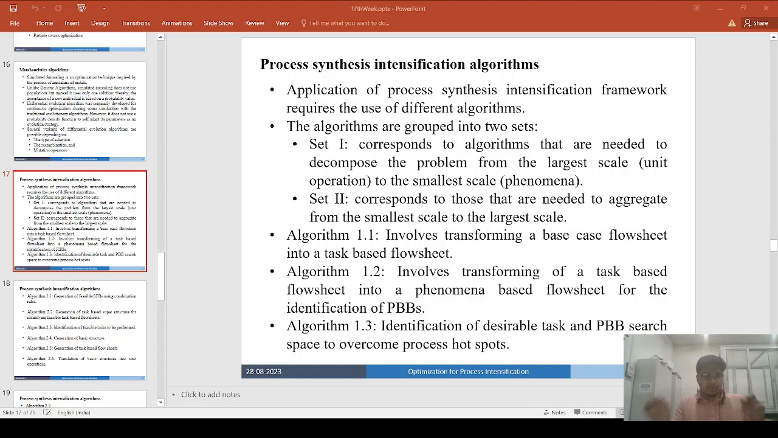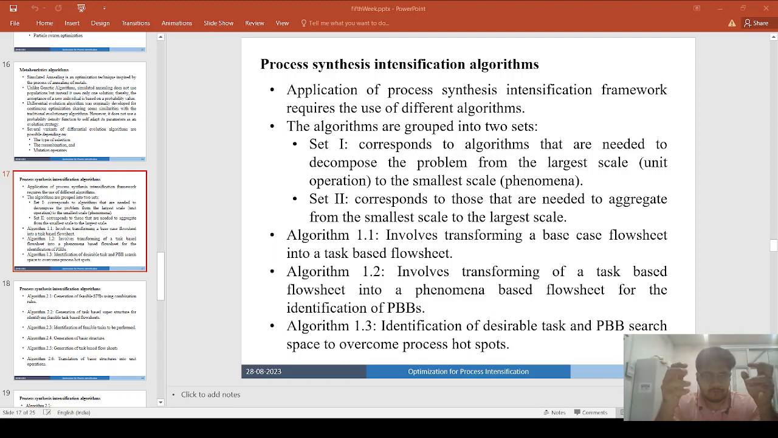Okay. Now, what are the process synthesis intensification algorithms? The application of the process synthesis intensification framework requires the use of different algorithms. The algorithms are grouped into two sets. The set 1 algorithms correspond to the algorithms that are needed to decompose the problem from the largest scale, that is unit operation, to the smallest scale, that is the fundamental phenomena level. And the set 2 algorithms correspond to those that are needed to aggregate from the smallest scale to the largest scale.